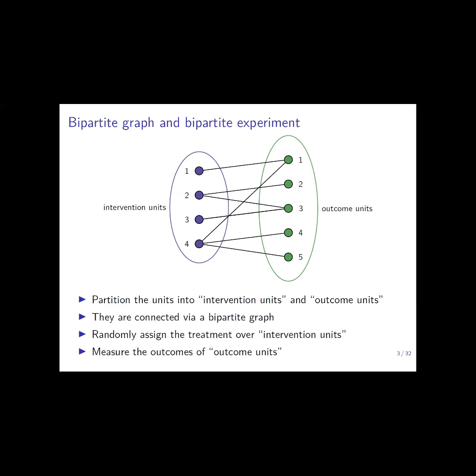And we will do an experiment. We will assign treatments to one set of units, treatment or control, and we will observe the outcomes for another set of units. We call them outcome units. I will use this terminology later. It's called a bipartite experiment because of this bipartite graph. We randomly assign treatment on the left-hand side, the intervention units, and measure the outcomes on the right-hand side, the outcome units. Why do we care about this setting?